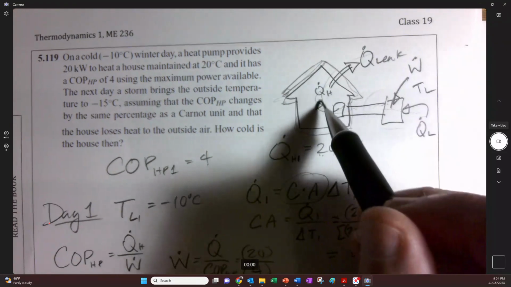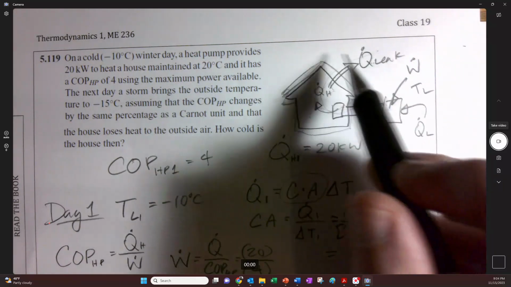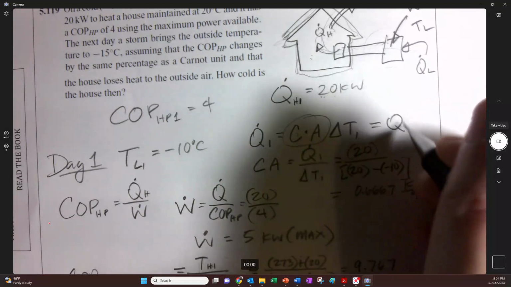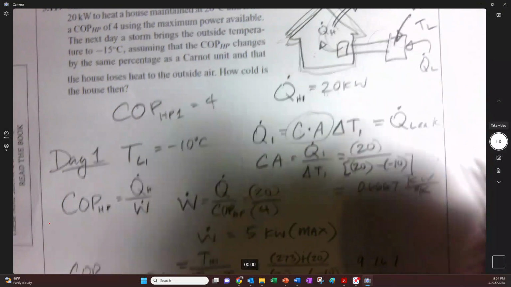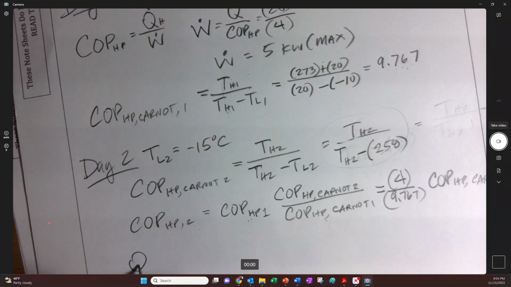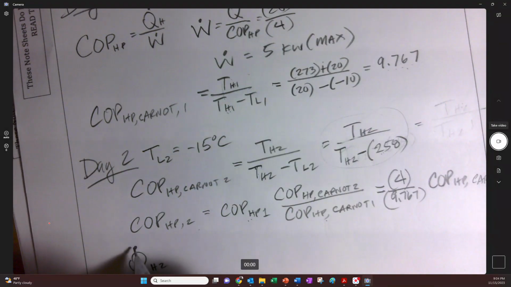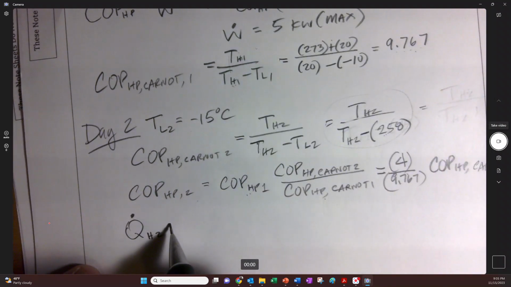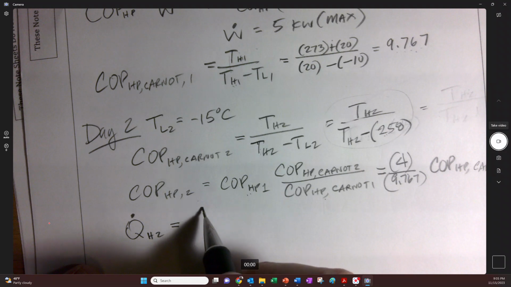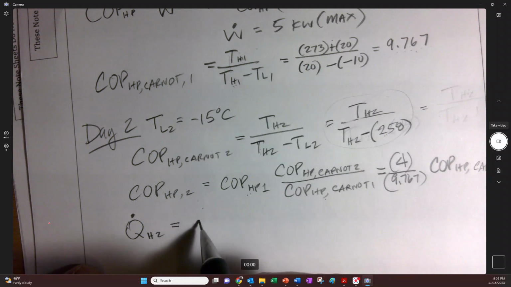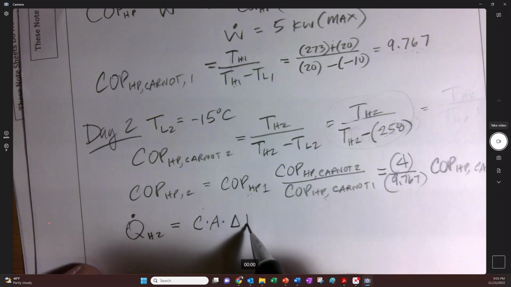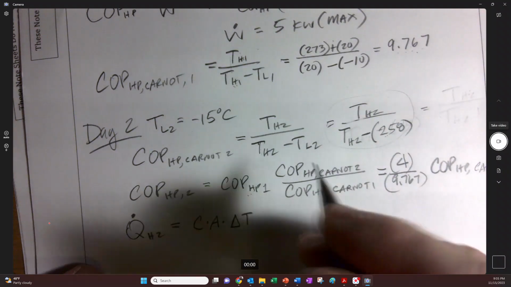You're putting it into here because it's going to come out through the insulation and everything. So that's this right here, the Q leak. The new Q leak, so Q, and I think this is an H is usually what we call that, right? Because it goes to the high end. Q2 is going to be C times A times delta T on 2, day 2, right?